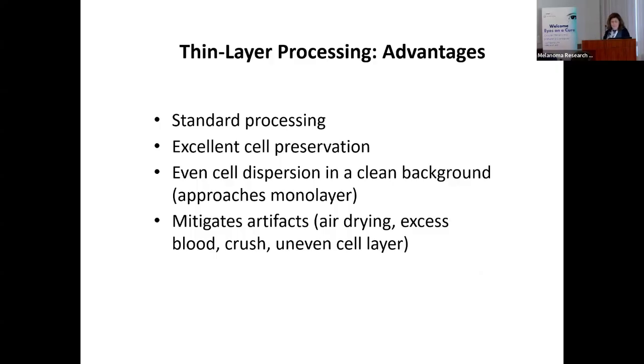It's the instrument. It provides excellent cell preservation, so we don't have to worry about cells drying out and not being visible anymore, or crushed or something like that. There's a very even cell distribution in a background that removes blood and other things that could interfere with the detail of the cells.